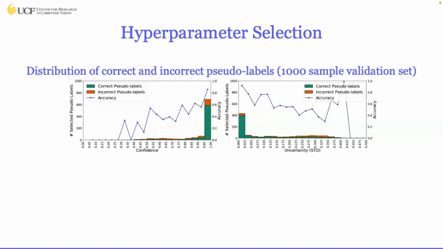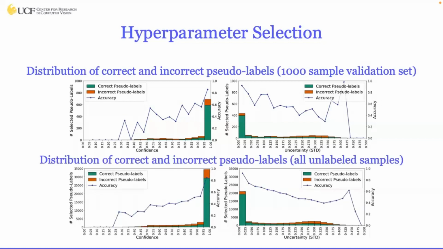This is very important because once we do the same analysis for all the unlabeled data, we see the same pattern. That means that even on a drastically different data set, we can use only a small validation set and still come up with these hyperparameters, and our method can still scale there.